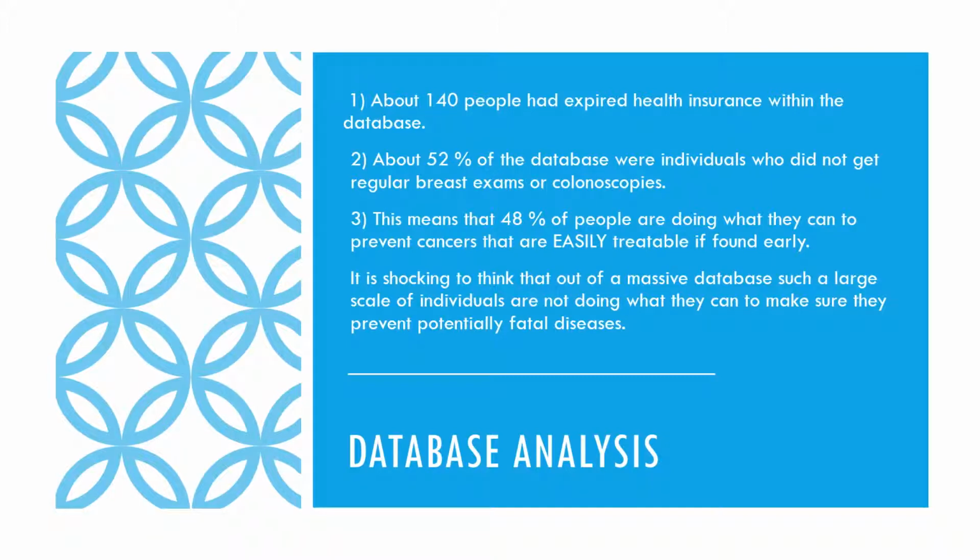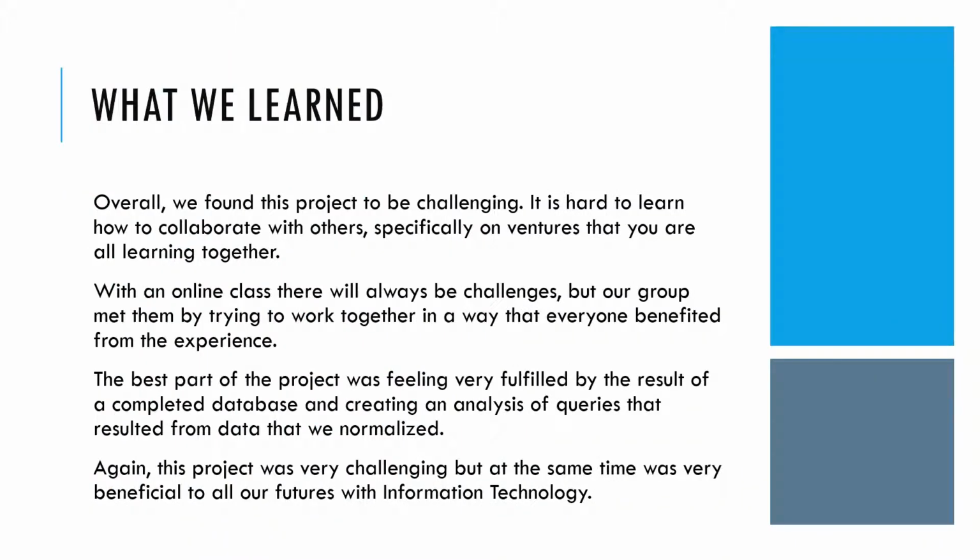From our database, we found about 140 people had expired health insurance within the database, and that about 52% of the database were individuals who did not get regular breast exams or colonoscopies, which meant about 48% of those people are doing what they can to prevent cancers that are easily treatable if found early. It was shocking for us to think about how such a massive database could have such a large scale of individuals who are not doing what they can to make sure they can prevent potentially fatal diseases.